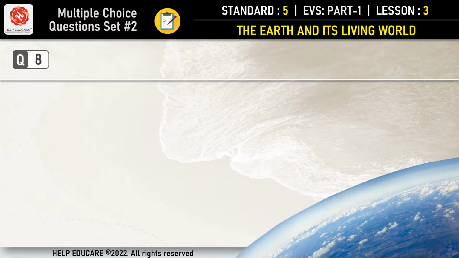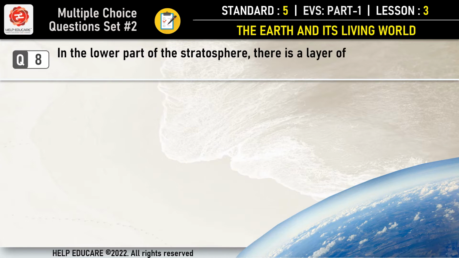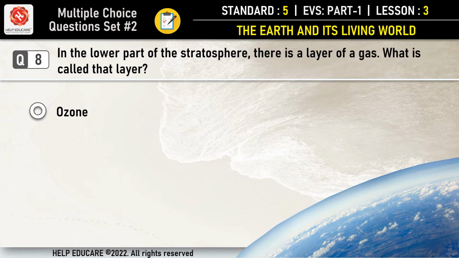Question number 8. In the lower part of the stratosphere, there is a layer of a gas. What is called that layer? First option, ozone. Second option, oxygen. Third option, carbon. Fourth option, hydrogen.